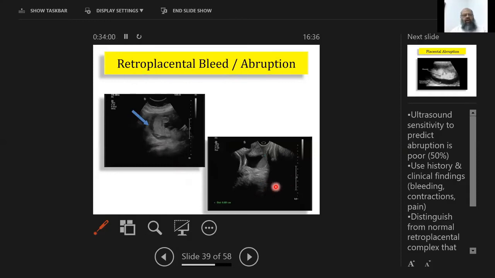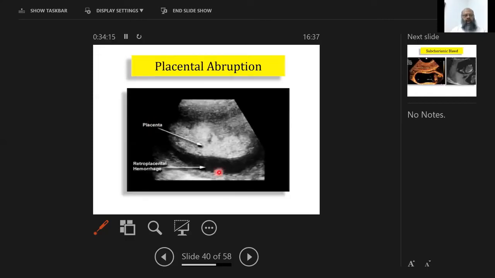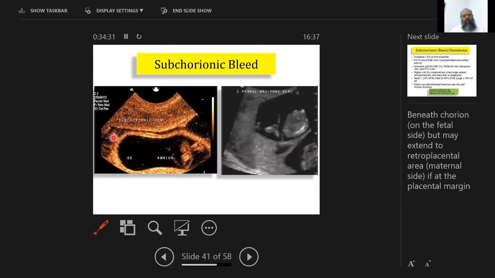Use history and clinical findings like bleeding, contractions, pain, and we have to differentiate it from the retroplacental complex, and we have to see if it is a bleed or a hematoma. So always look at the area which is retroplacental, between the myometrium and placenta. You can see retroplacental, it can cause separation. Subchorionic bleed in early gestation, and in late, we call it retroplacental, because in the beginning, when the placenta is forming, we call it chorion.